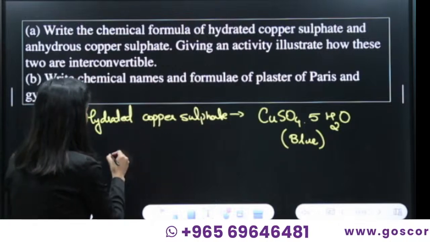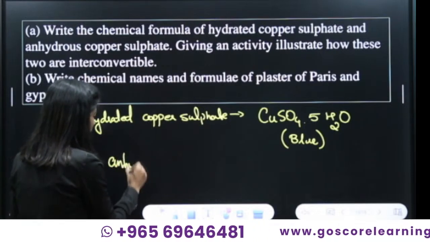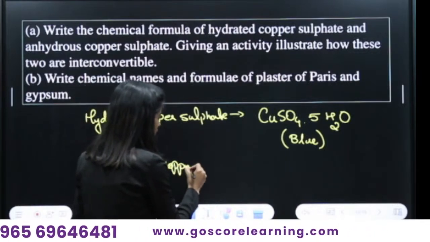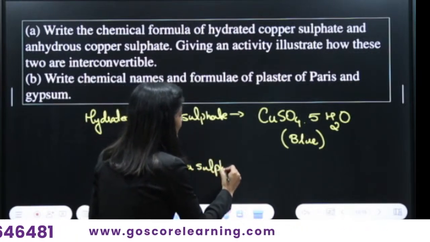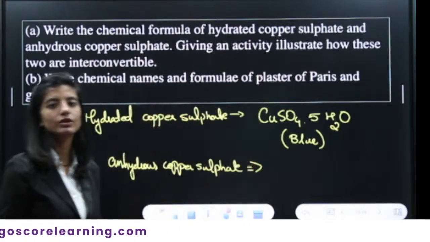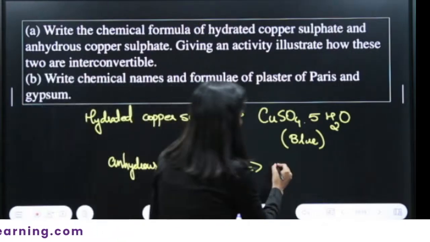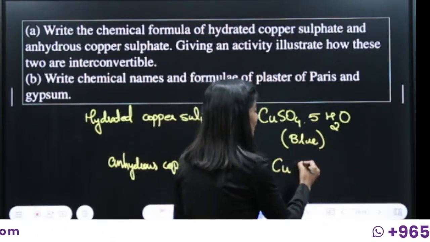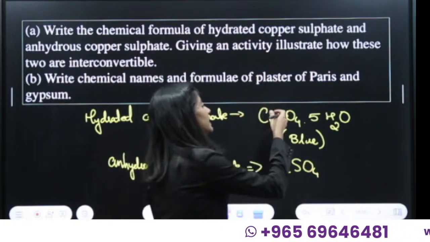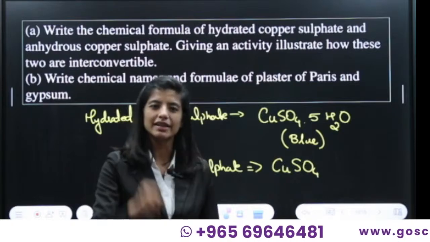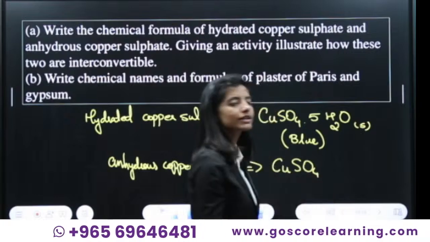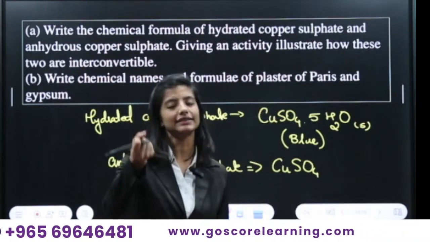Now coming to anhydrous copper sulfate. What formula can you give? It's anhydrous, so you don't have the water molecules inside it. So it's just CuSO4. Remember that it's not a liquid substance. Still it's a solid. Even the hydrated form, which contains water molecules, is just a crystalline substance.